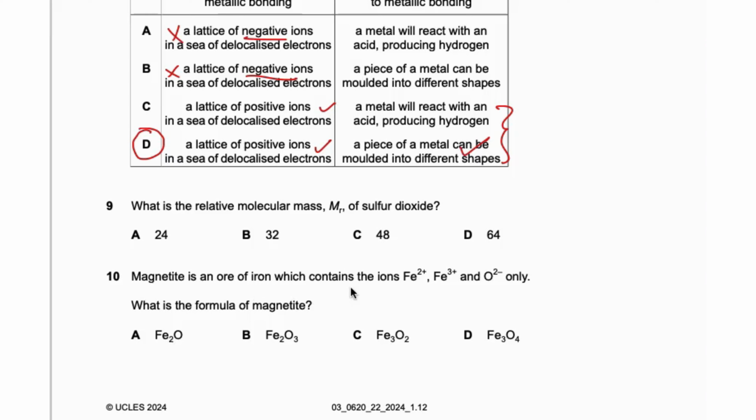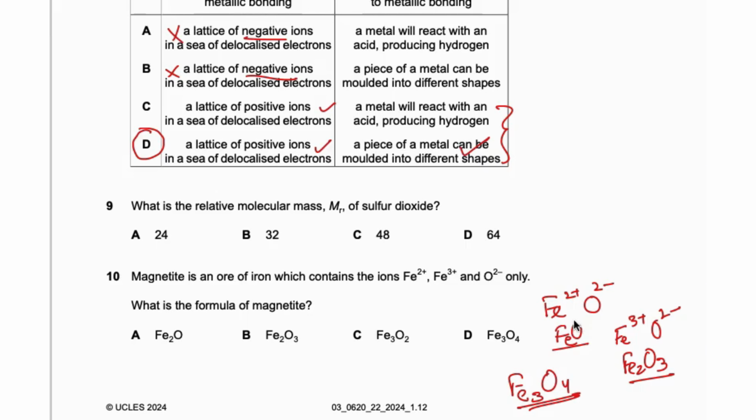Magnetite is an ore of iron which contains the ions Fe2+, Fe3+ and O2- only. In Fe3O4, we can see that iron Fe2+ can make a compound with O2- as FeO, and if it is Fe3+ and O2-, it can make a compound Fe2O3, and when these two combine together, it will form Fe3O4. So these two ions, Fe2+ and Fe3+, exist in D. So this is the right answer.